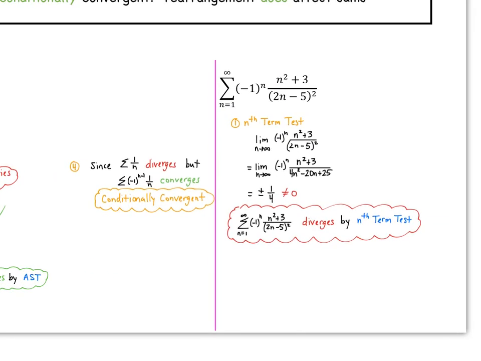Let's take a look at this next example. Again, I see that we have an alternating series. I do my nth term test, and kind of cleaning things up, meaning multiplying the denominator out, using L'Hopital a couple times, we end up with the limit equaling plus or minus 1/4, which is not 0. So hey, we're good. Therefore, it is divergent by the nth term test.